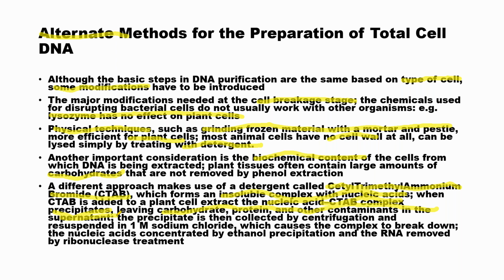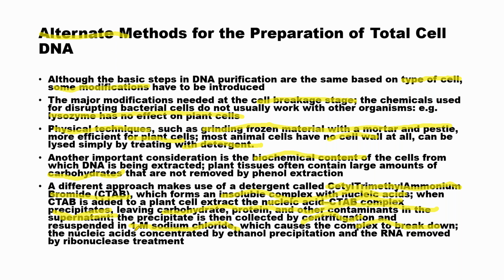So CTAB is mainly applicable in the preparation of plant cell extract. When we add CTAB to a plant cell extract, CTAB will combine with nucleic acid to form an insoluble CTAB-nucleic acid complex which will be precipitated. As a result, all other contaminants such as carbohydrate and protein will remain within the supernatant. Now the precipitate is collected by centrifugation and resuspended in 1 molar sodium chloride, which causes the complex to break down.